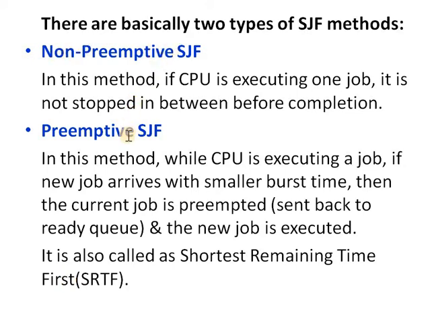But in the case of preemptive SJF, the jobs or the processes are put into the ready queue as they come, and the process with the shortest burst time begins its execution. But if a process with an even shorter burst time arrives, the current process is removed or preempted from execution and the shorter job is allocated to the CPU. This is preemptive SJF.